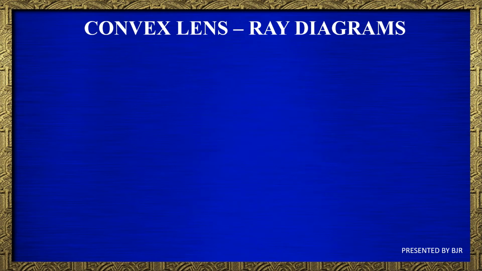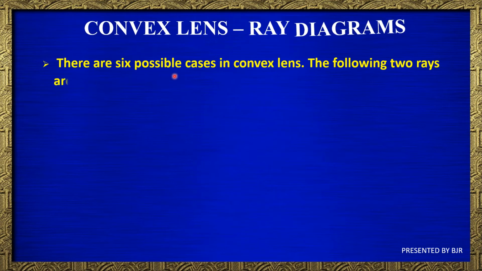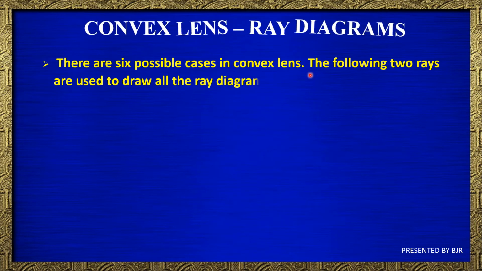I am B. Janardhan Reddy. In this video, I am going to show you the ray diagrams for convex lens. We draw the ray diagrams in order to know the position of the image formed when the object is placed in front of the convex lens. There are 6 possible cases in drawing the ray diagrams for convex lens. That means in 6 different positions I am going to place the object in front of the convex lens and I will draw the ray diagrams for them to locate the position of the image formed.